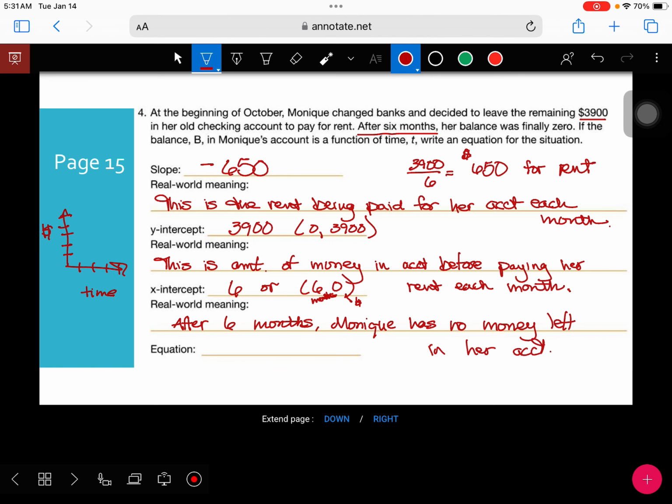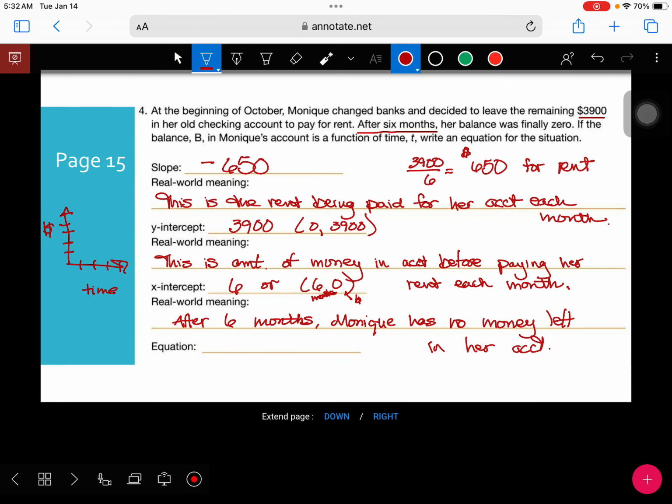And so the equation, she started off with $3,900, okay? And then her slope was minus 650 T, which left her with her balance B. So that is the final equation. Okay.